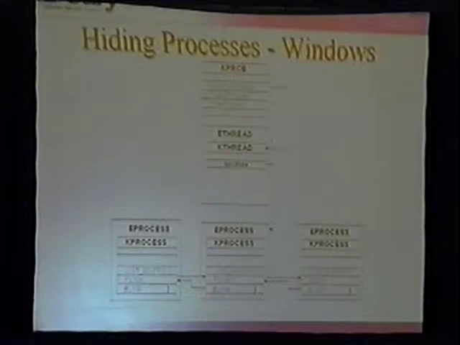Within an ETHREAD is a KTHREAD, and within a KTHREAD, you can find the underlying process block represented by EPROCESS. There's a linked list where all the active processes are linked together. Active is a bit of a misnomer. It's how Microsoft names the list. Just because it's marked as active doesn't mean it's not blocked or paged out or whatever. It just means it's a process on the system, so it'll be in this list.